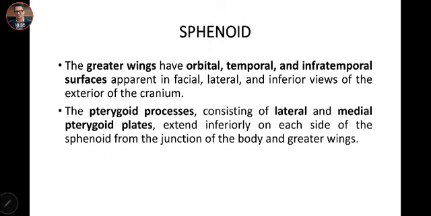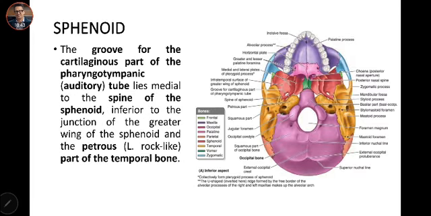So greater wings have orbital, temporal, and infratemporal surfaces. Here you see some important structures, like the groove for the cartilaginous part of the pharyngotympanic or auditory tube. So this is over here. If you could see, this is the pointer here. This is the groove. You see this pointer? This is medial to the spine of the sphenoid.